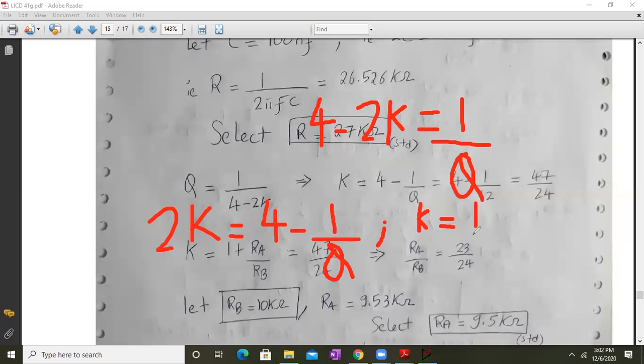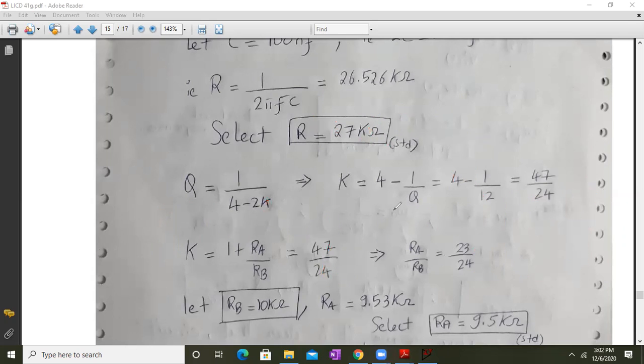So K will be equal to half of 4 minus 1 upon Q. That's the value of Q actually. Okay, so that's the correct answer. I think I made a mistake over here, so we can correct it. So it will be 4 minus 1 divided by 12, divided by 2.